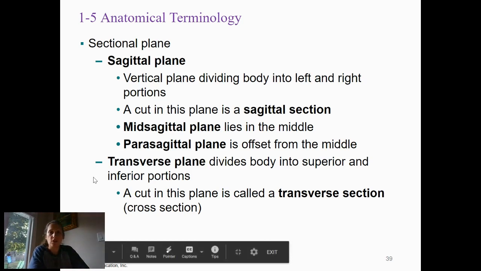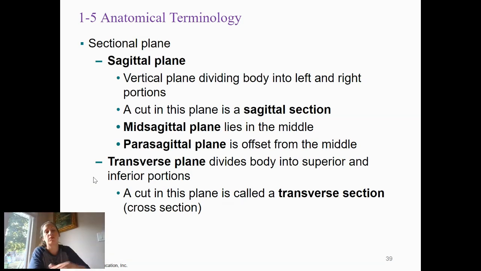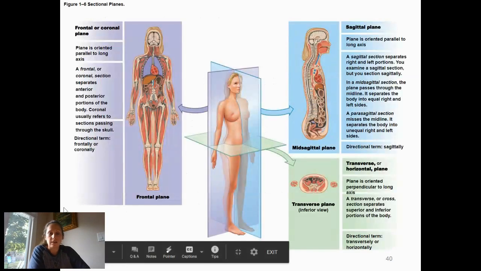The last type of plane is called transverse or a cross section, and that means it is going to be viewed horizontally. So you're going to be able to take a look at the organs from a top and a bottom perspective, kind of like if you had a hamburger bun and you were looking up and down from the inside of that hamburger. So let's take a look at that visually.